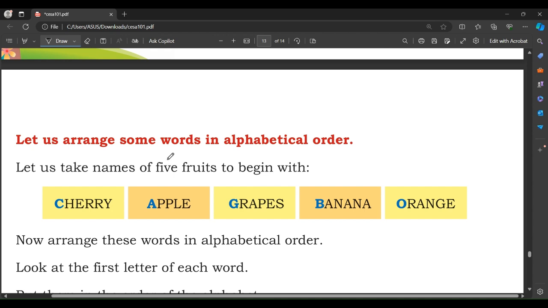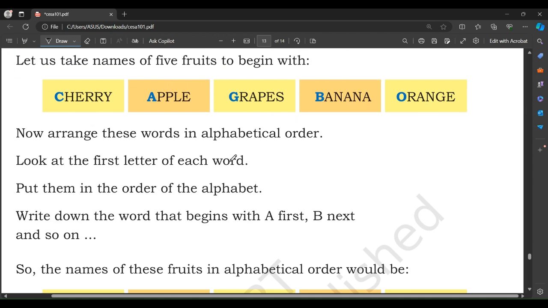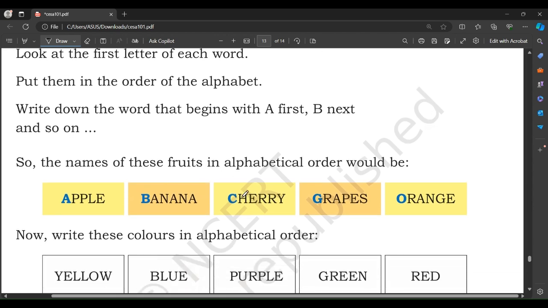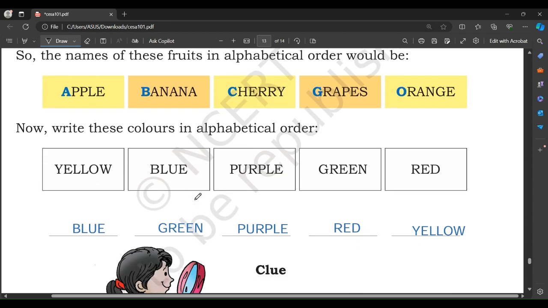Now, let us arrange some words in alphabetical order. Look at the words. Which letter comes first in this? Apple, right? A comes first, banana comes next, then cherry comes next, then grapes comes next, and orange comes the last. Right. Apple, banana, cherry, grapes, and orange. This is arranged in the alphabetical order.